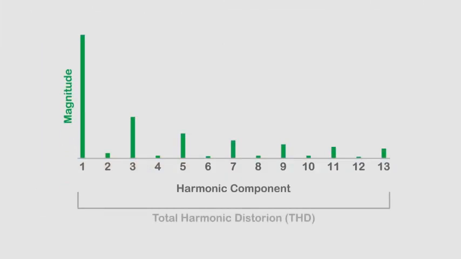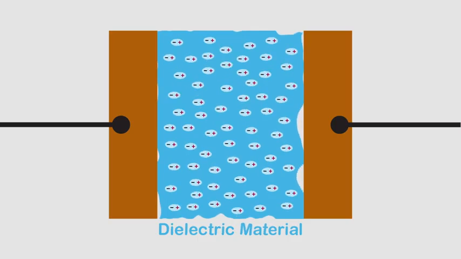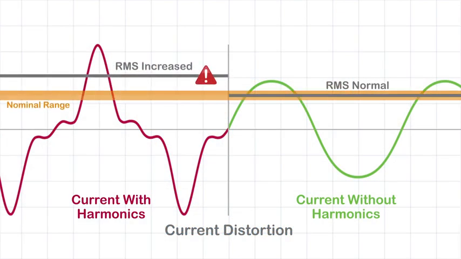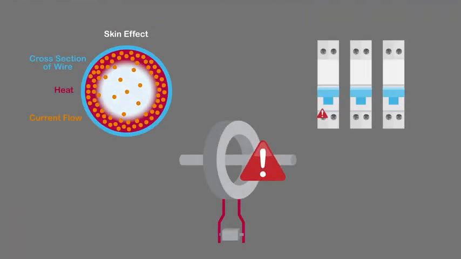Voltage distortion can cause distortion of control signals and stress electrical equipment's dielectric material. Current distortion increases the electrical distribution network RMS current that can cause skin effect on a conductor, overload transformers, and nuisance tripping of circuit breakers.